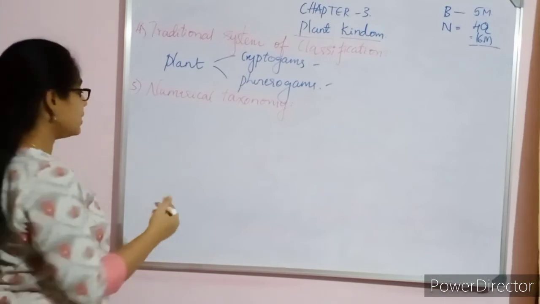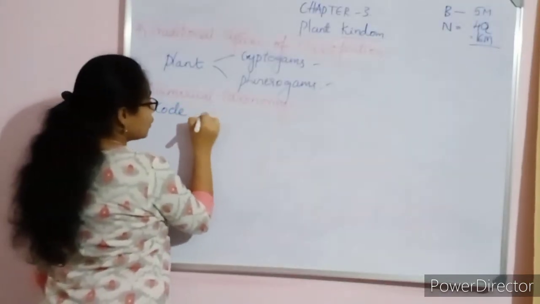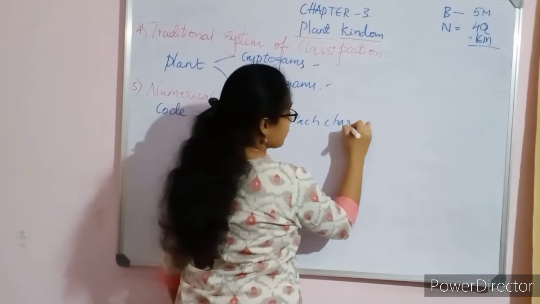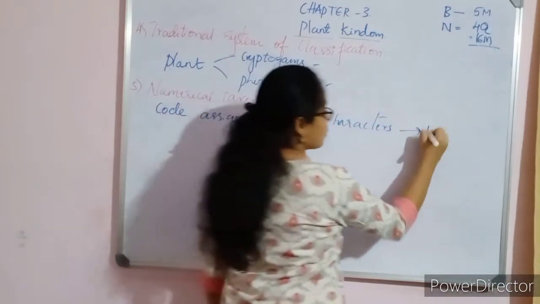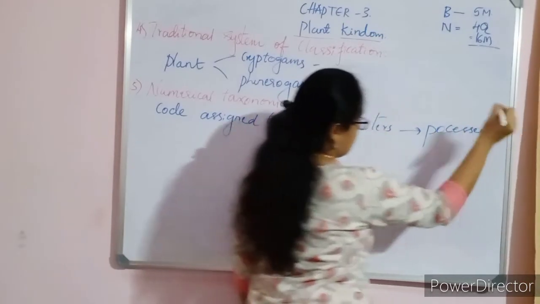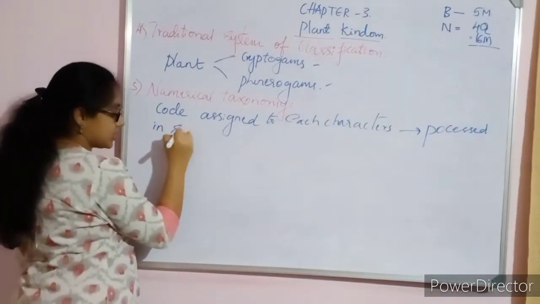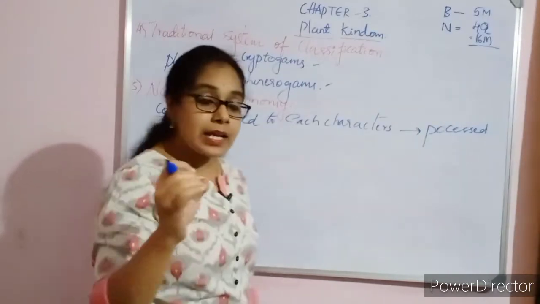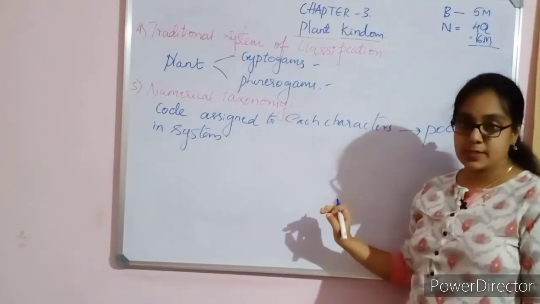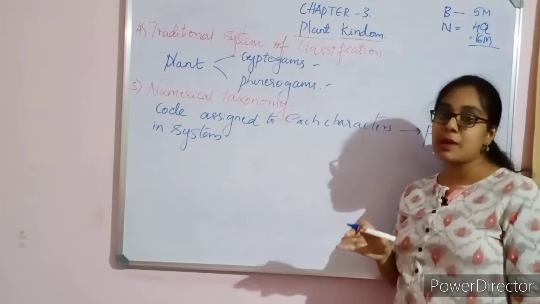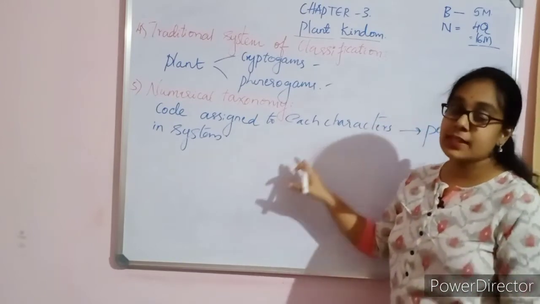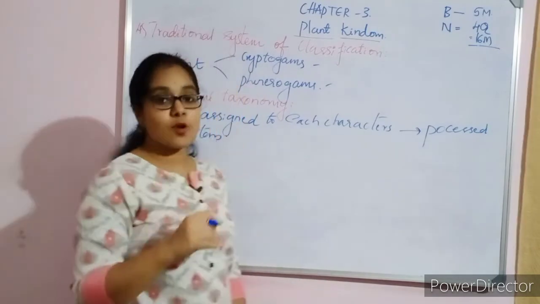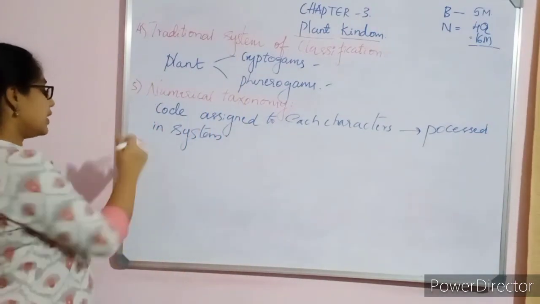It is quite interesting as well, right? So here code was assigned to each character and it was processed in the system. Again, I am going to tell you, here the characters were given with some numerical codes and the same code was stored in the system as well. So when we enter that code, the particular character of a plant is visible in the system. So that is what is called numerical taxonomy.